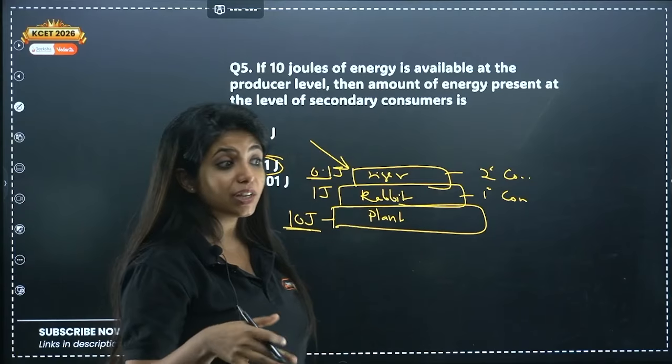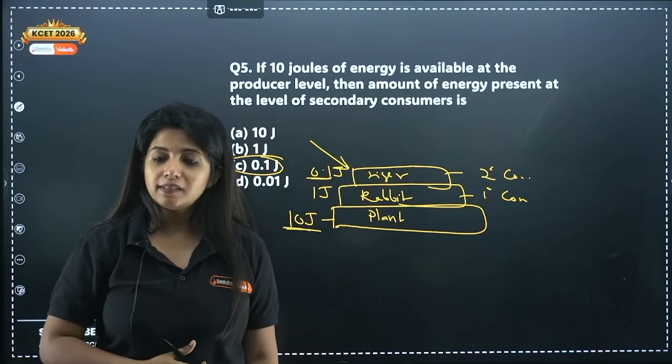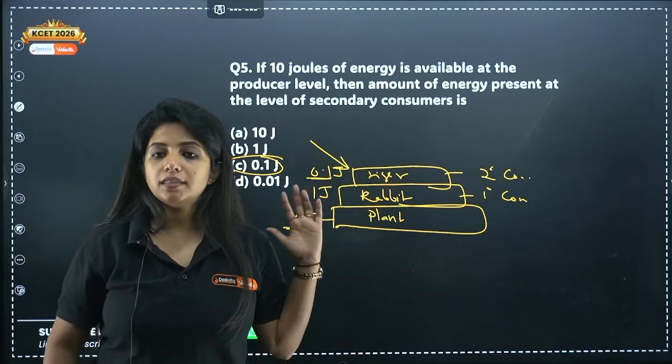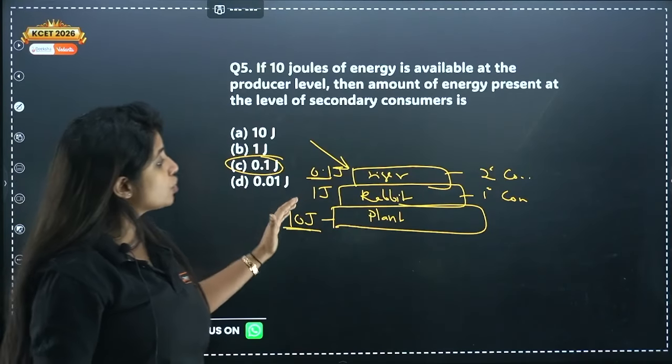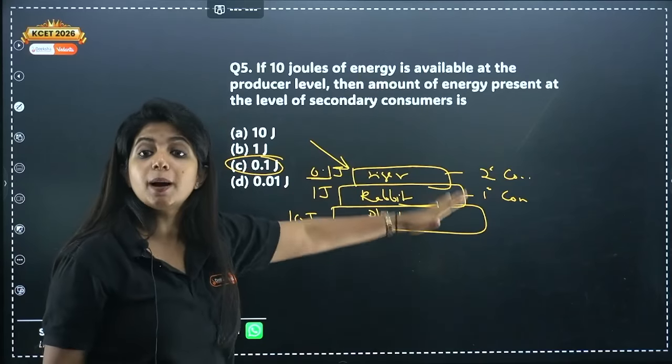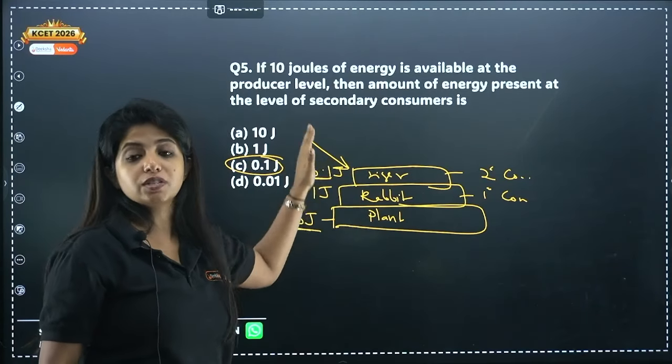What about the rest of the energy? It is lost in the form of heat. It is used up by the organisms themselves. They also have to survive, right? So that is the thing. Okay, this is the 10% law, which is why the pyramid of energy is always going to be upright. It is never going to be inverted. It is always going to be upright because it follows the 10% law.